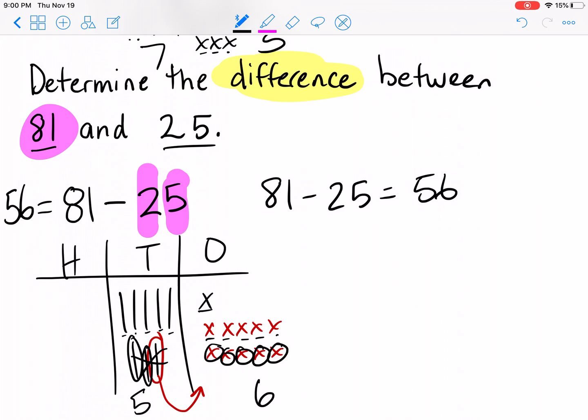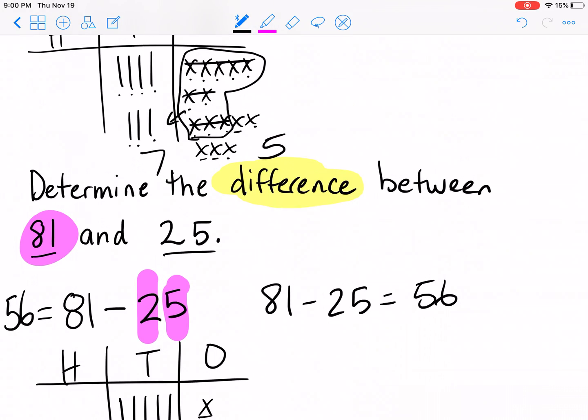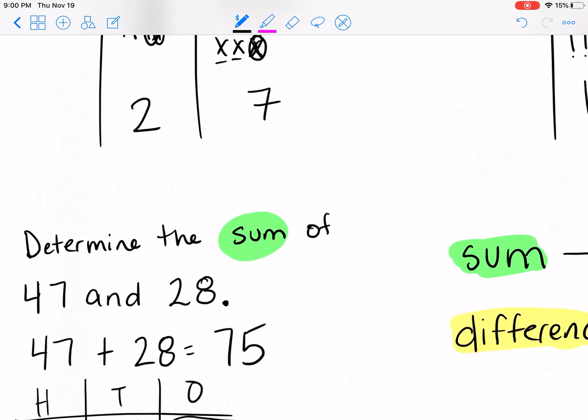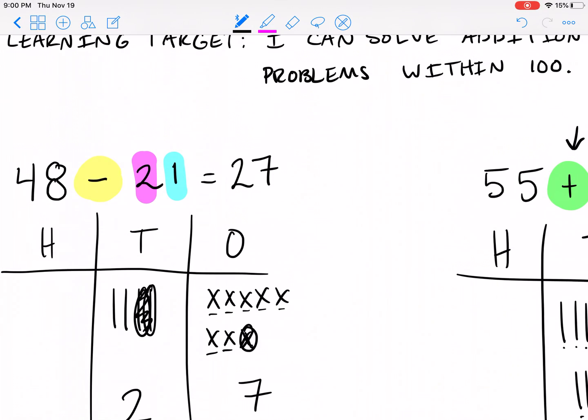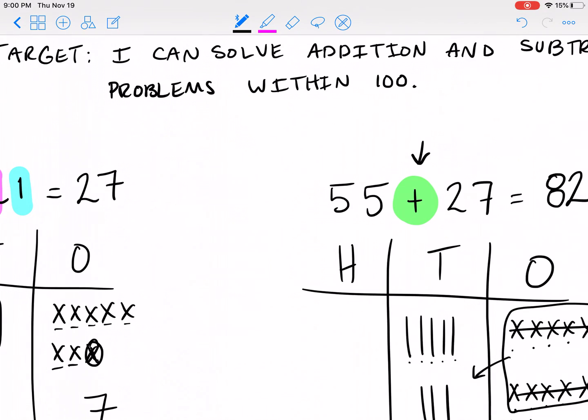So we're going to practice some problems on our form now. Make sure you're showing your work and really pay attention to the language, the vocab words, either difference or sum, and our signs to determine the operation.